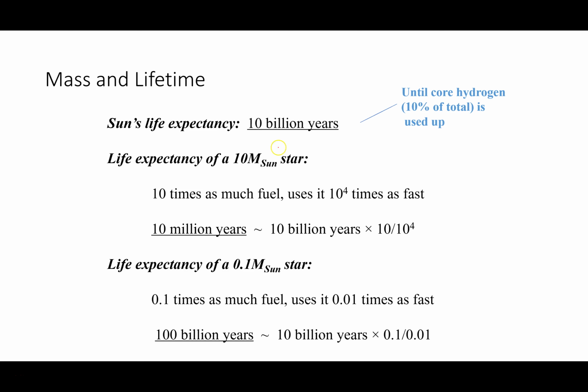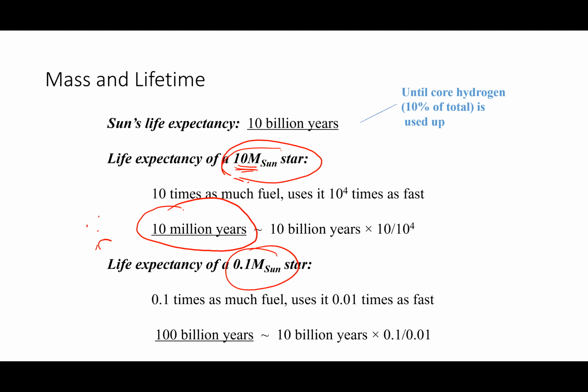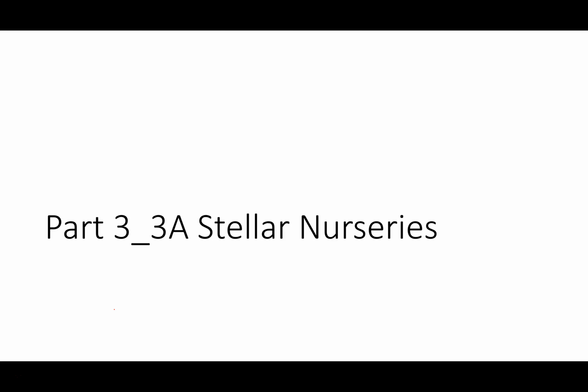The higher the mass, so if you take not our sun, but a star that is 10 times the mass of our sun, notice that it's not going to live for 10 billion years, it's going to live for 10 million years. More massive, it ages faster. If you take a light star, that's 1/10 times the mass of our sun, instead of 10 billion years, it's going to be 100 billion years. So I don't know if I would want to live that long.